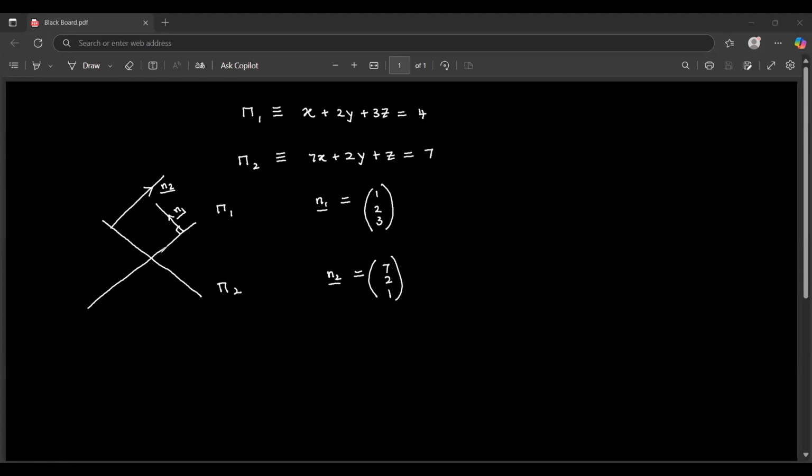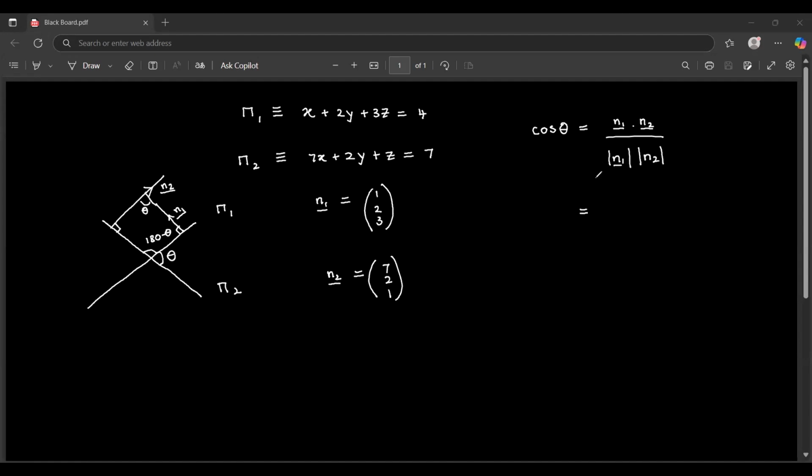This is easy because if this is theta, this is 180 minus theta, so this is also equal to theta. Why? These two are 90 degrees. That's it. So you can go directly for the cos theta equation. We have studied it multiple times. Cos theta is equal to n1 dot n2 over modulus of n1 into modulus of n2, or you can say absolute value.